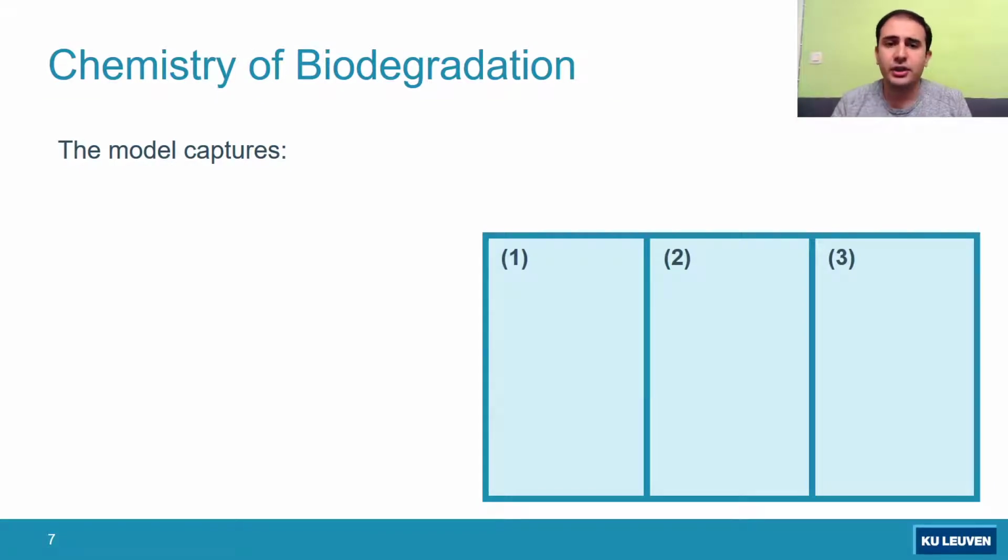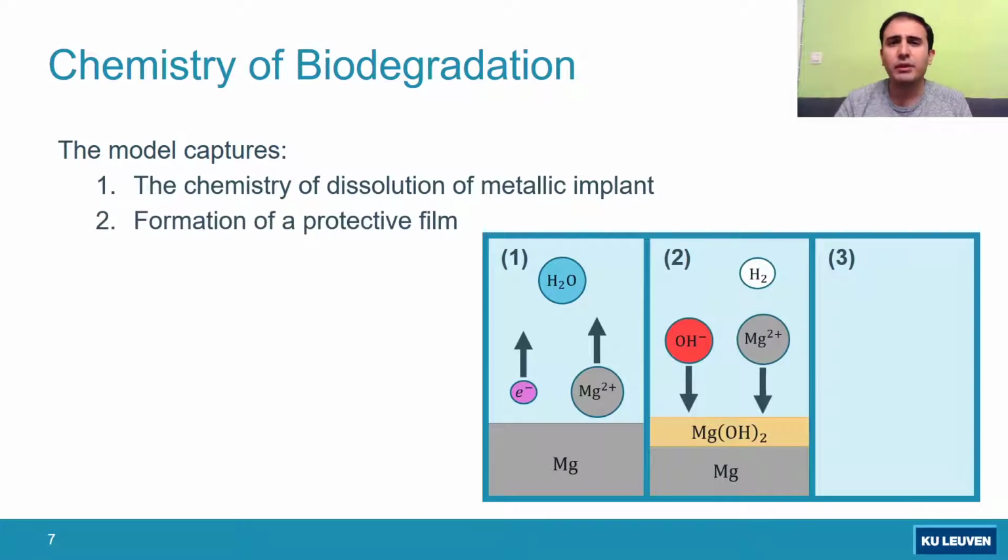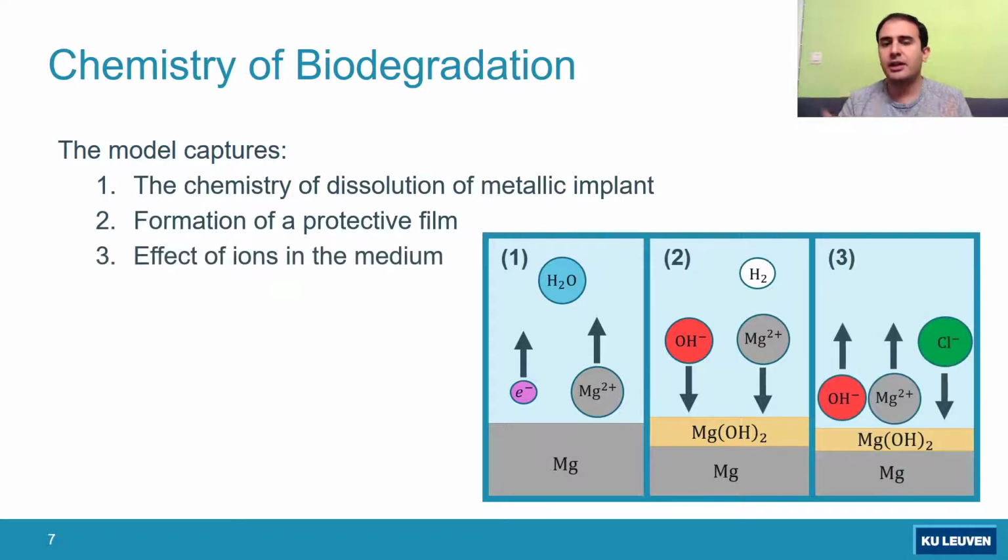So first, we need to consider the chemistry of biodegradation. The chemistry of biodegradation in this model is first the chemistry of the dissolution of the metallic implant, the way that the metallic implant, in this case magnesium, dissolves through the medium, the formation of a protective film on the surface of the implant, for magnesium it is magnesium hydroxide, and the effect of various ions in the medium on the elimination of this protective film, which increases the rate of biodegradation.